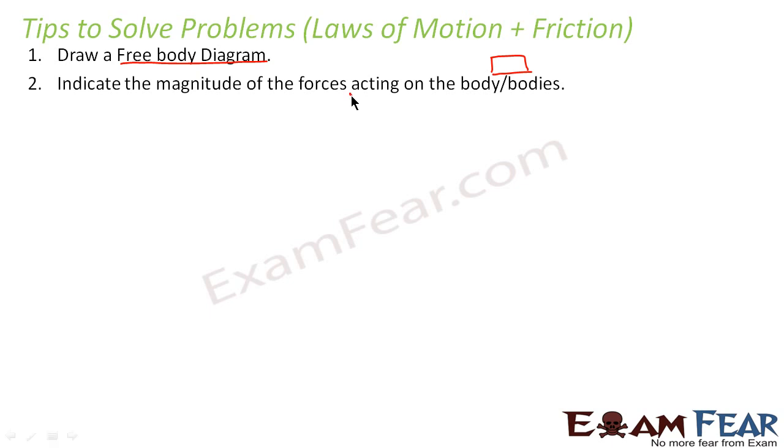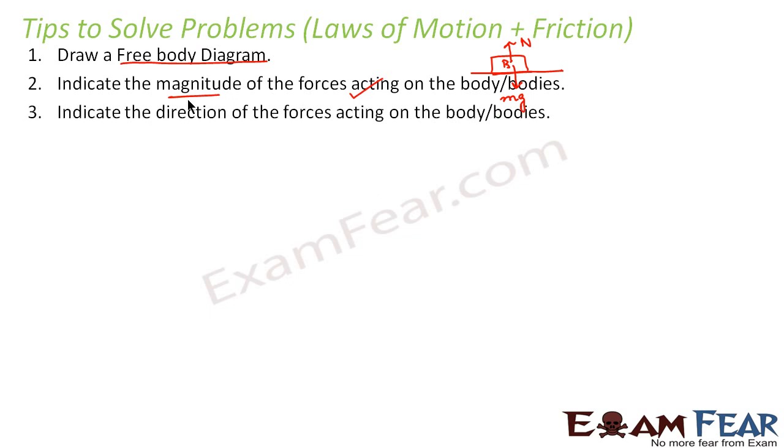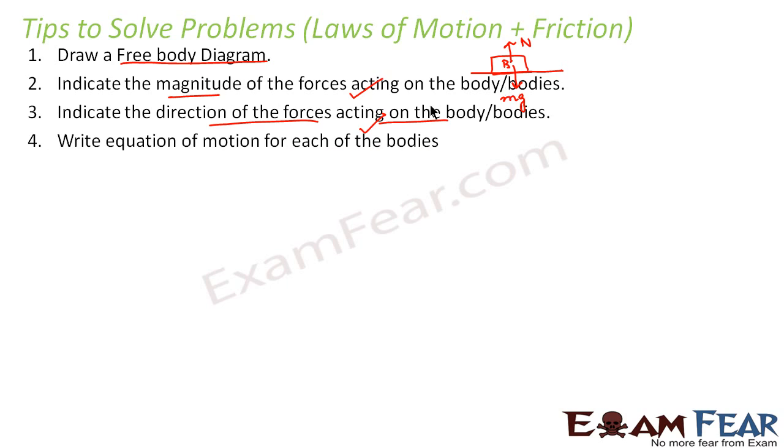The next thing is to indicate the magnitude of the forces acting on the bodies. Let us suppose a book is lying on a table. Now, there will be a force acting downwards, that is due to the weight of the book, that is mg. There will be a normal reaction force acting upward, which arises due to the surfaces being in contact. So while drawing a free body diagram, you should indicate the magnitude of the force acting on the bodies, and indicate the direction of the forces as I did just now, magnitude as well as direction of the forces. Then write the equation of motion for each of the bodies.